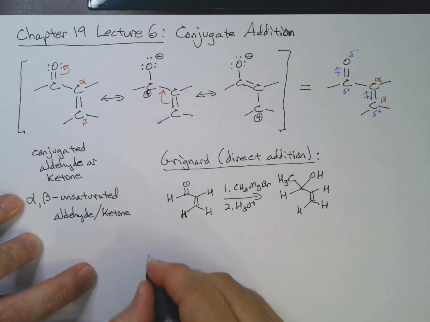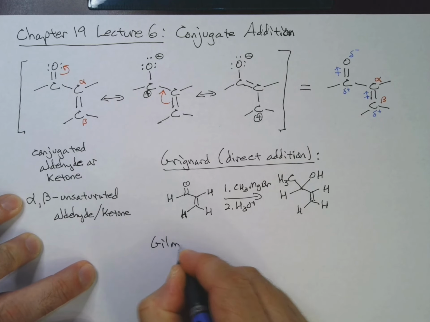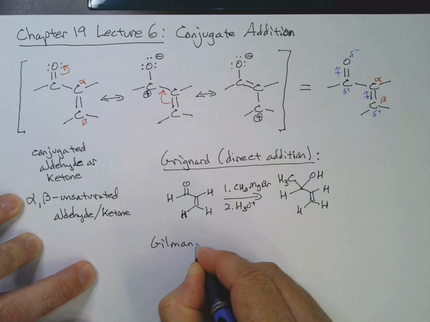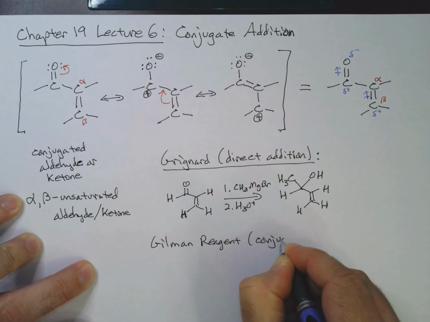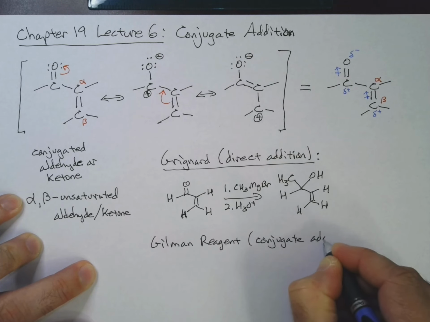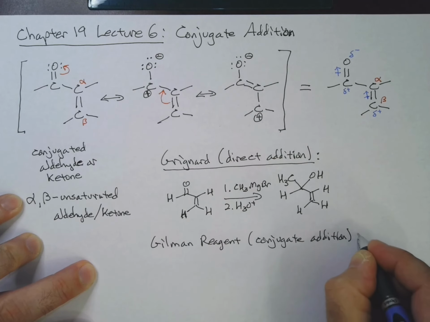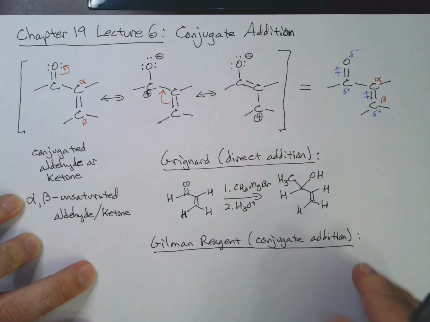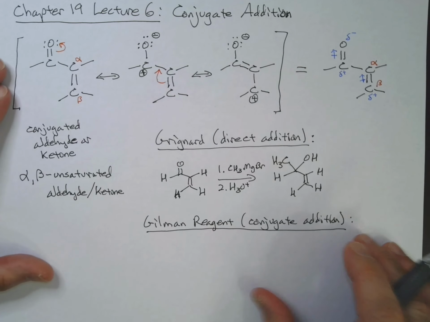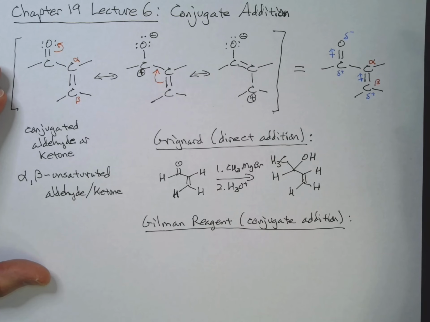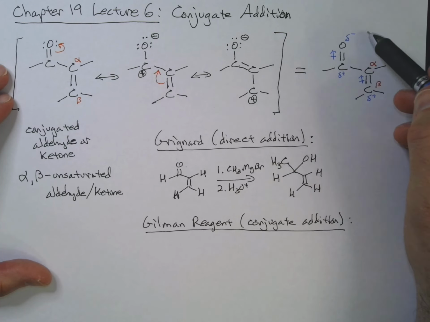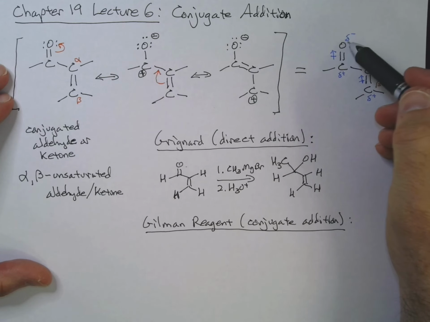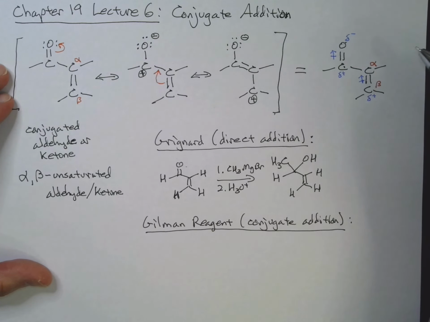However, our conjugate addition, which will work with a different reagent, the Gilman reagent, is also called a 1,4 addition. When you think about it, for the 1,2 addition, we're adding a hydrogen on the oxygen, which is 1, and the other is on the carbon, which is 2. 1,4 would be adding at 1, and then 2, 3, 4.